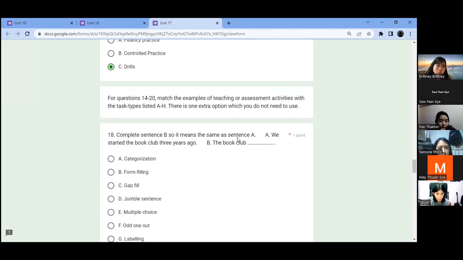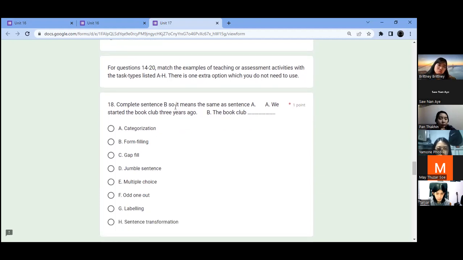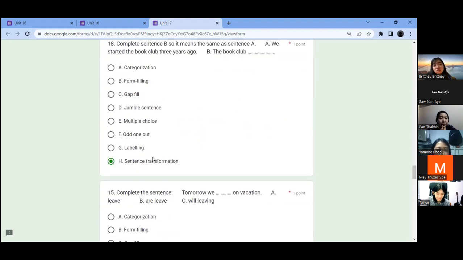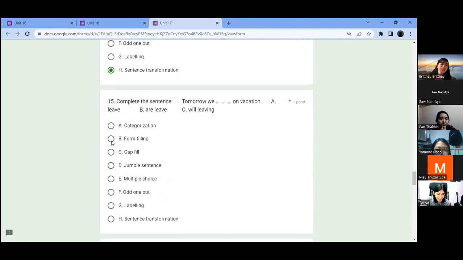Match, complete the sentences. Sentence B. We started the book club 3 years ago. Example: you have to match the activity and the text type. Complete the sentence. Sentence transformation. Oh yeah.